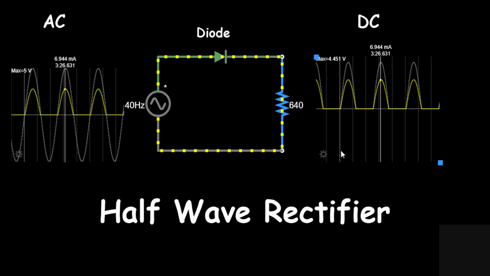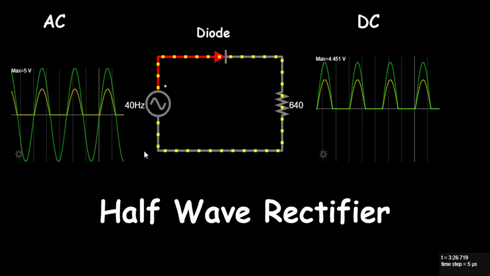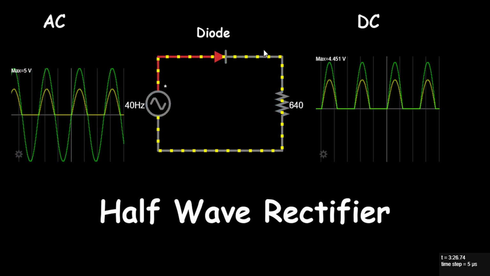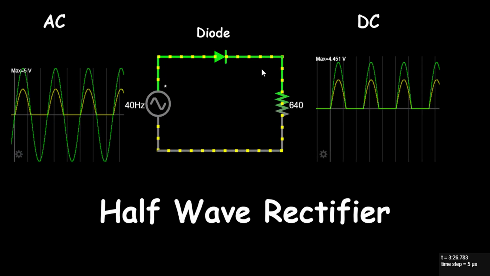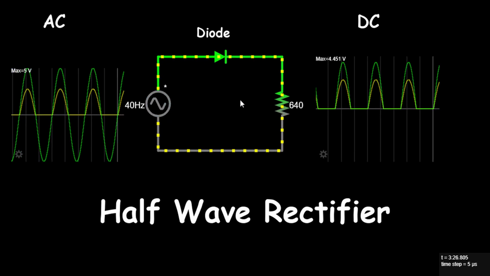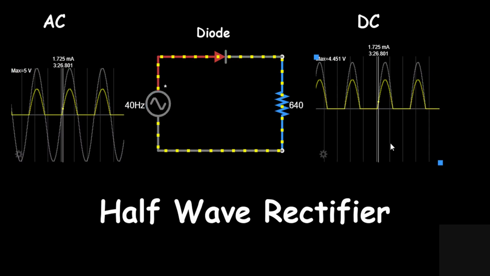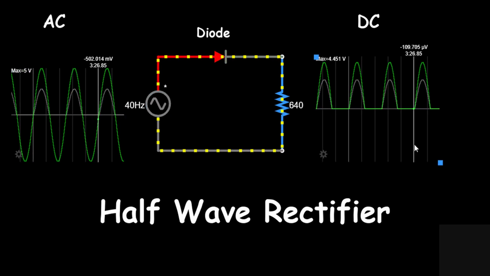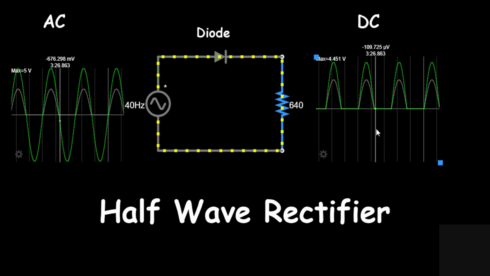Negative half cycle. During the negative half cycle of the AC input, the voltage at the anode of the diode becomes negative relative to the cathode. This reverse biases the diode, causing it to block the current. Since no current flows through the circuit, the output voltage across the resistor drops to 0. As a result, the output waveform has no negative component.